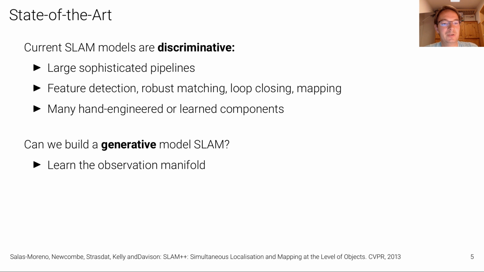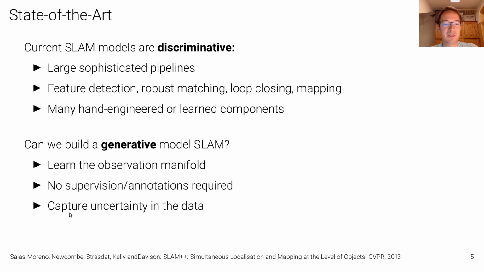Now, the question I want to raise here is, well, can we also build a generative model for SLAM? There has been a huge success recently in building generative models for images. So would a generative model for SLAM be useful? A generative model for SLAM would learn the observation manifold. It wouldn't require any supervision or any annotations. For instance, in the SLAM++ system, they required all of the objects to be pre-scanned using Kinect Fusion, and they also required pre-trained object detectors, for instance.